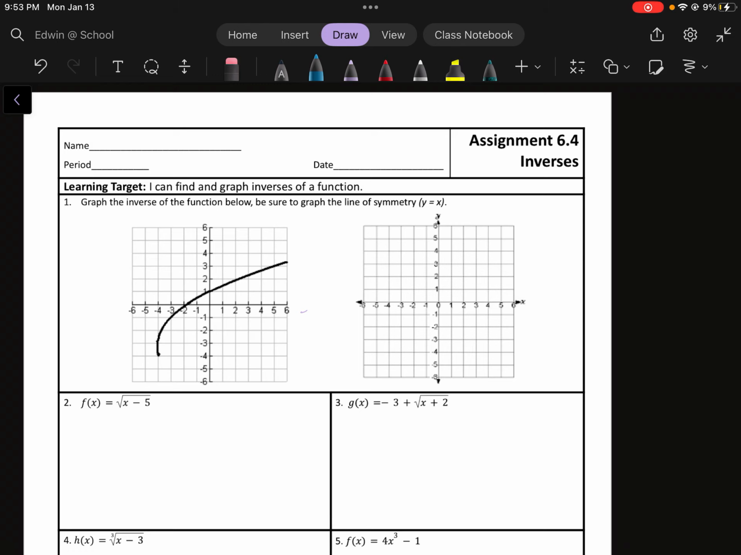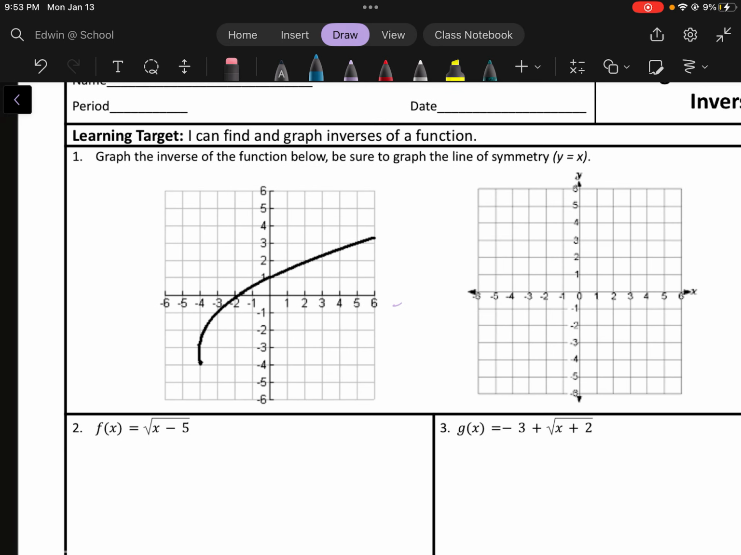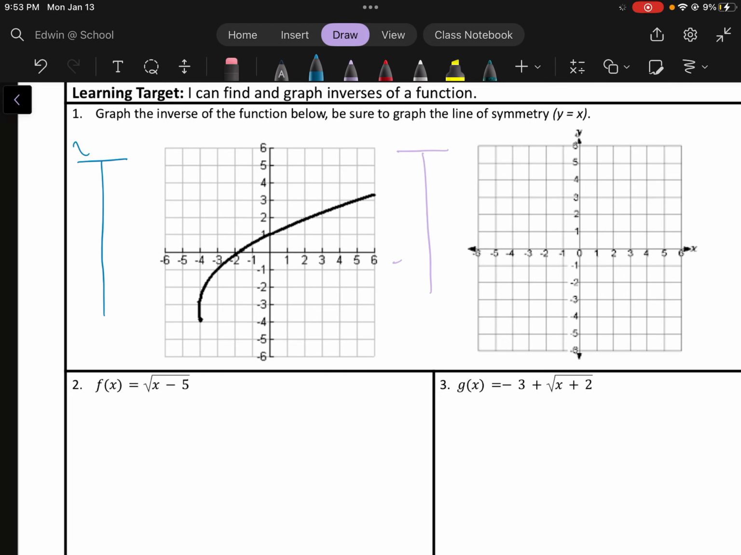Now, looking at this first question, we're being asked to find the inverse, but we have a graph, so we're going to need to graph it. And what we're going to do is make a table of values like we did in the notes. So first we're just going to find the normal function values from this one right here. And then we're going to switch the x's and the y's so that we can have our inverse values, our coordinate points for the inverse function.